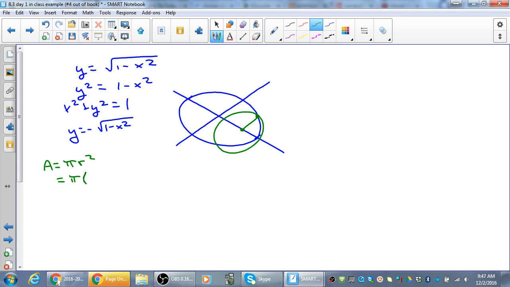So that's pi times the radius, the length of the radius is sitting right here. Because if you're way out here on the end, that's a tiny little circle. If you're towards the middle, then that's a much bigger circle, right? So the radius is following this curve. Well, that's the square root of 1 minus x squared, squared. So that's pi times 1 minus x squared. So that's the answer to 1a. Any questions on that one?